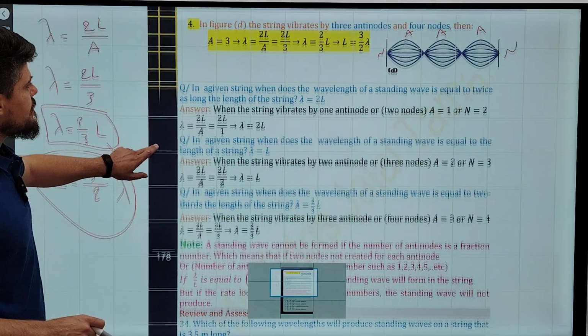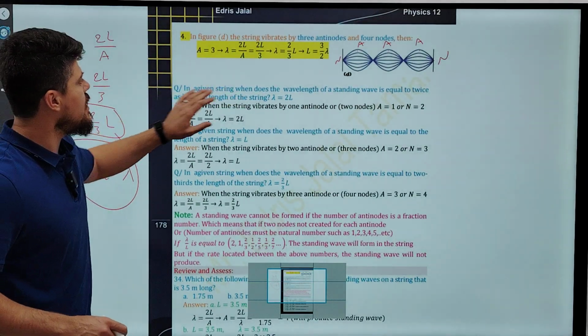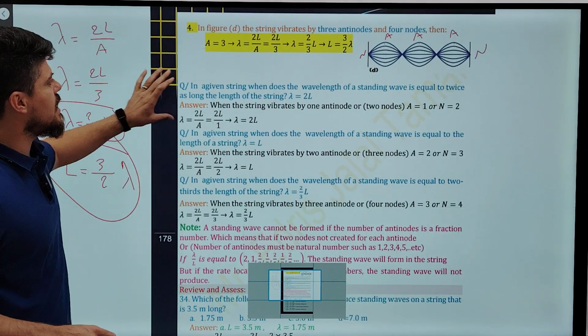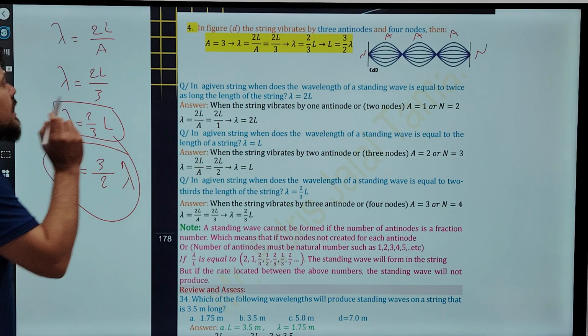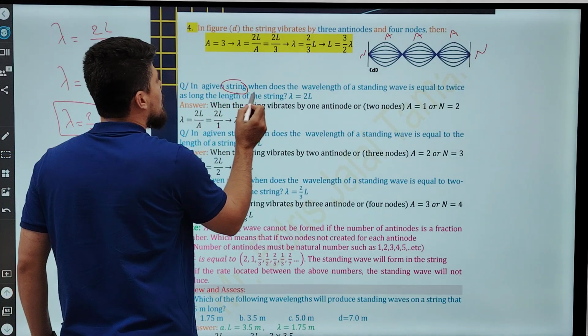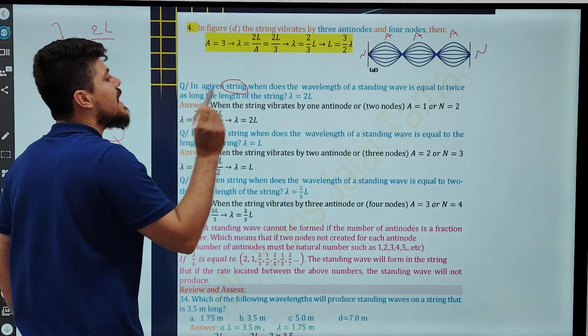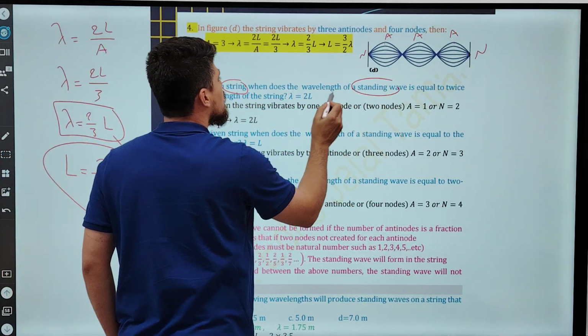Okay? In a given string, when does the wavelength of a standing wave equal twice the length of the string? In a given string, when does the wavelength of a standing wave...? When does wavelength...?